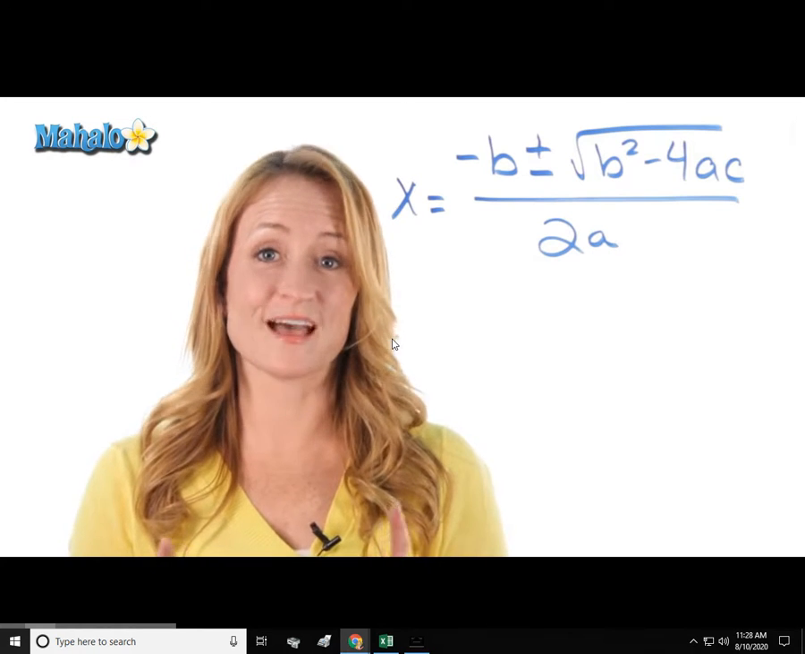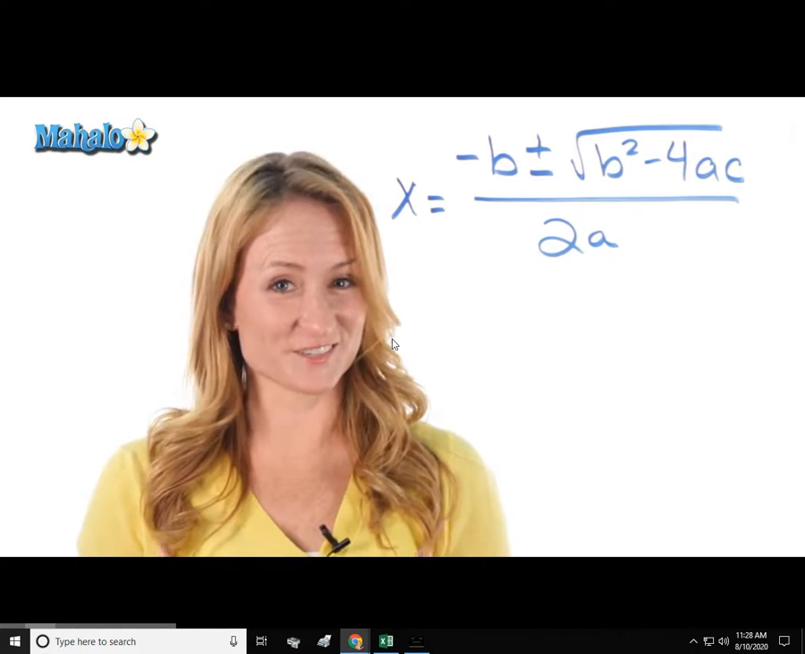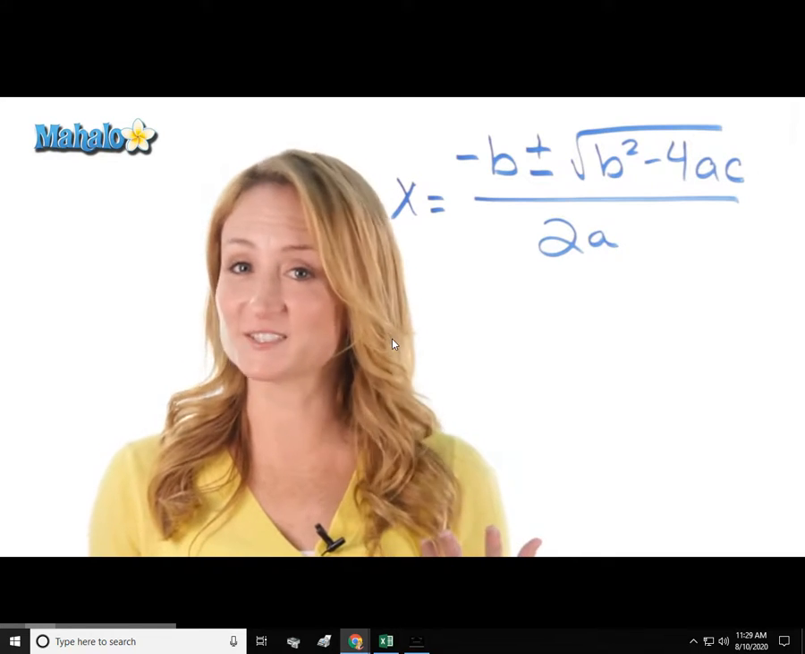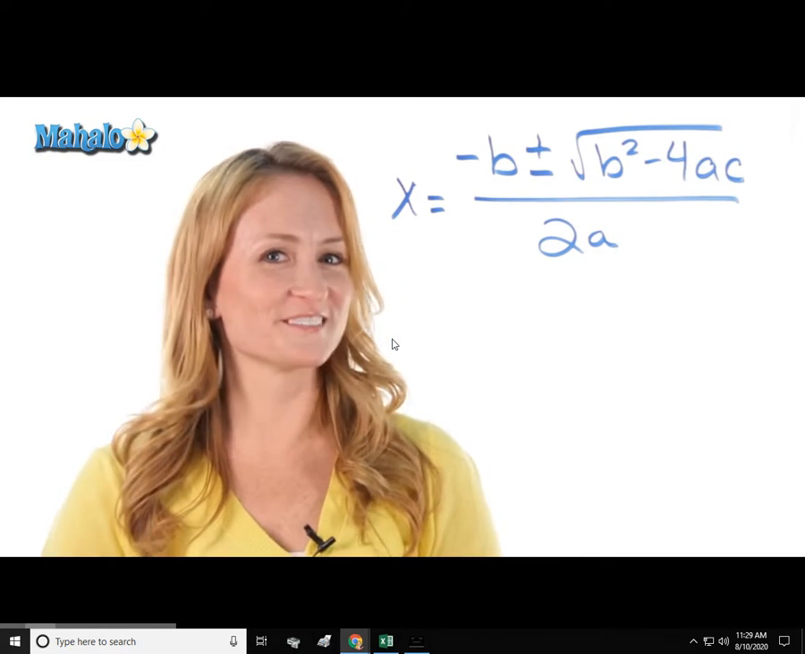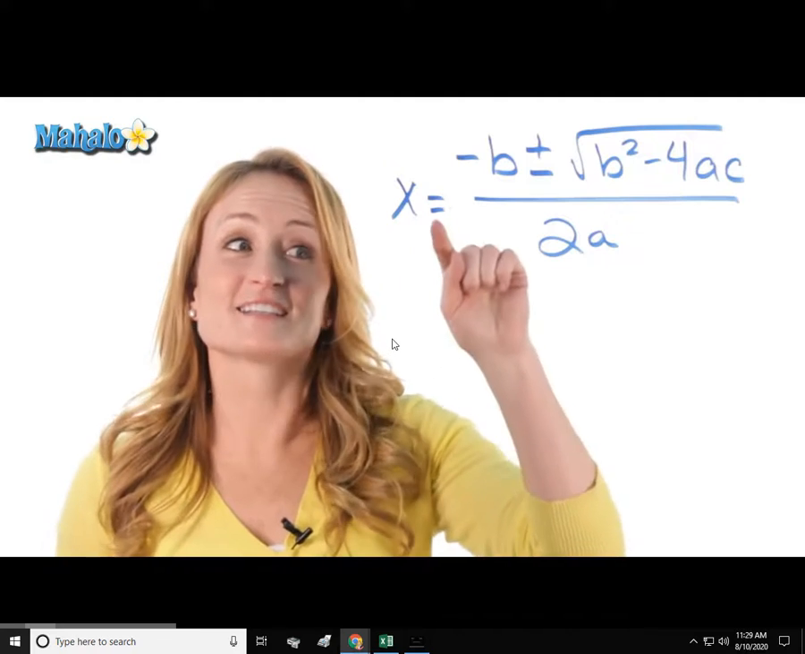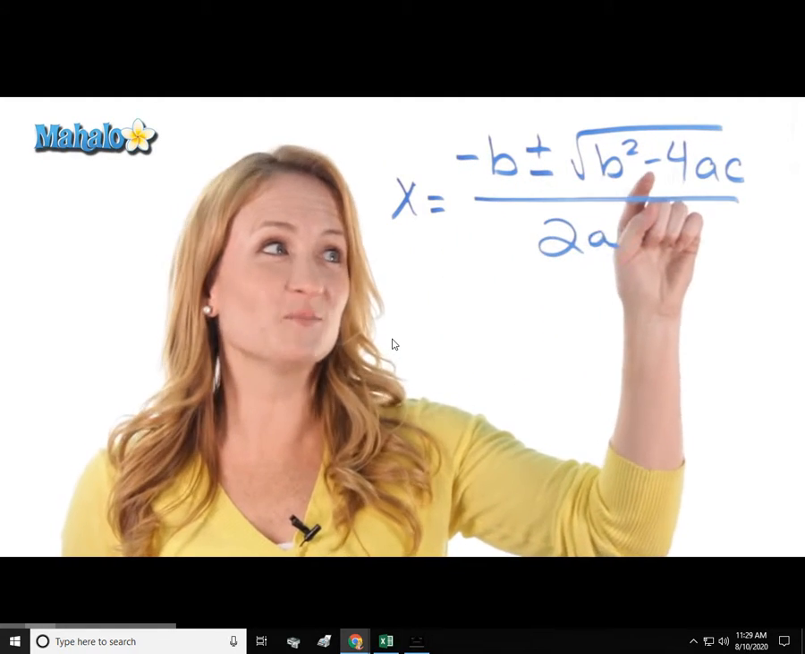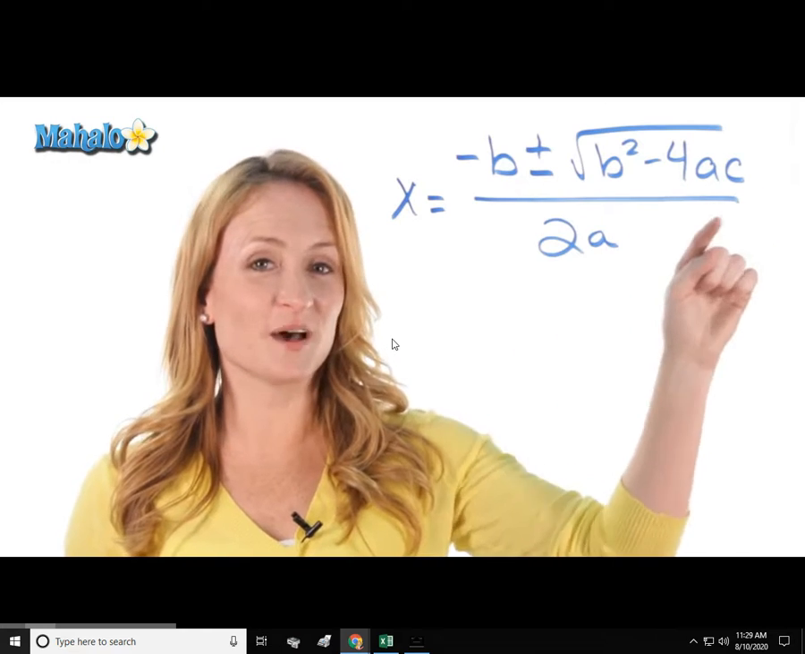Now, I am not a singer. I'm a math teacher, so excuse the singing. I'm going to sing it once for you, and then I'm going to ask you to sing along with me. Here goes nothing. X equals opposite b plus or minus the square root b squared minus 4ac divided by 2a.